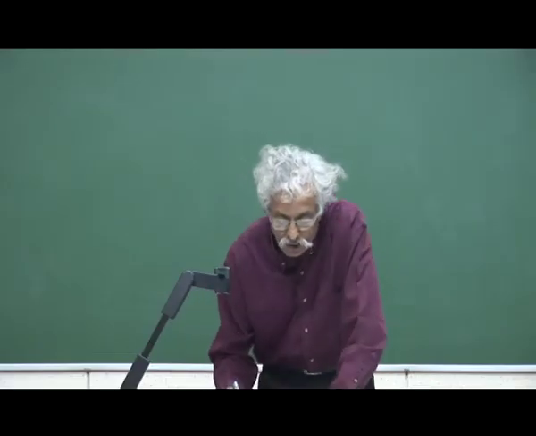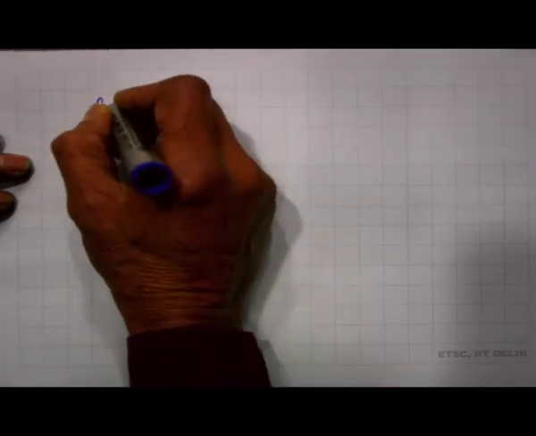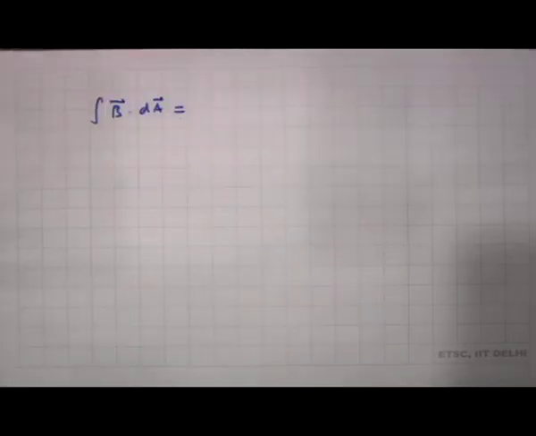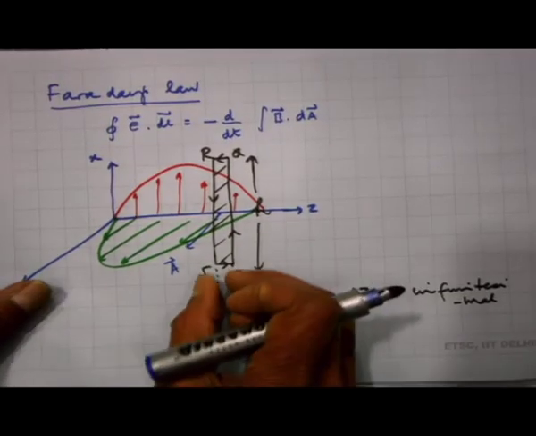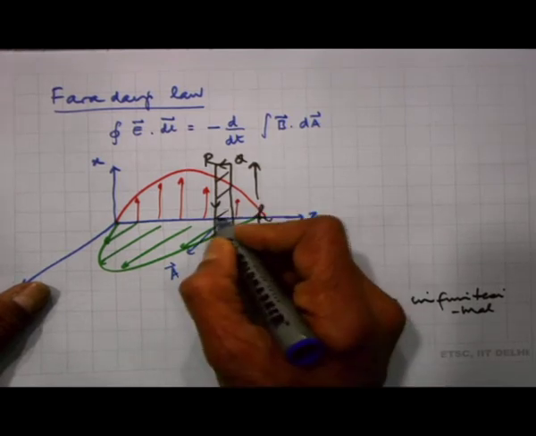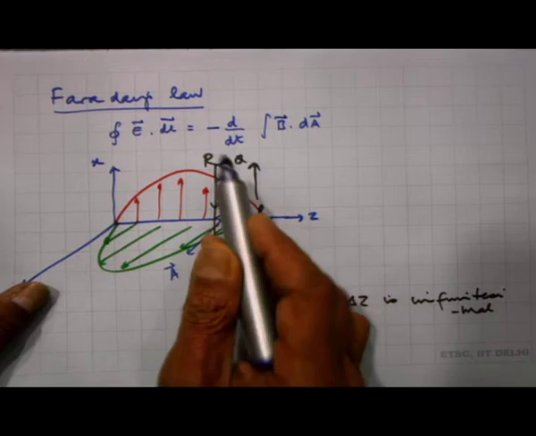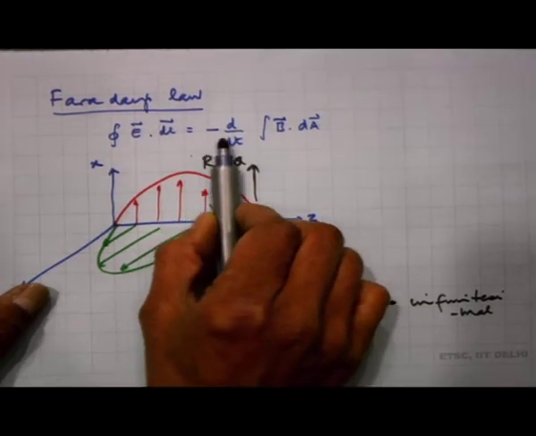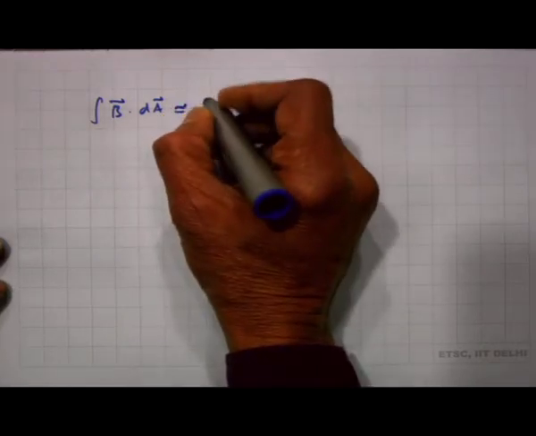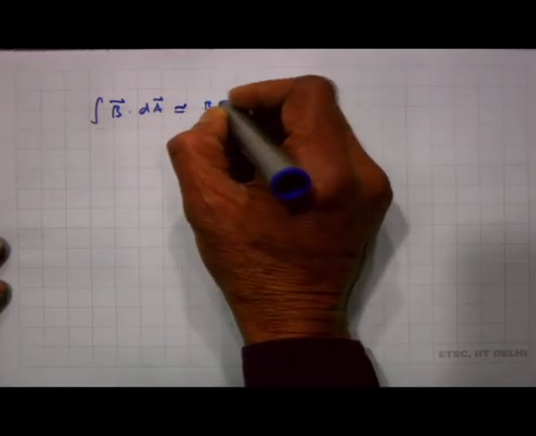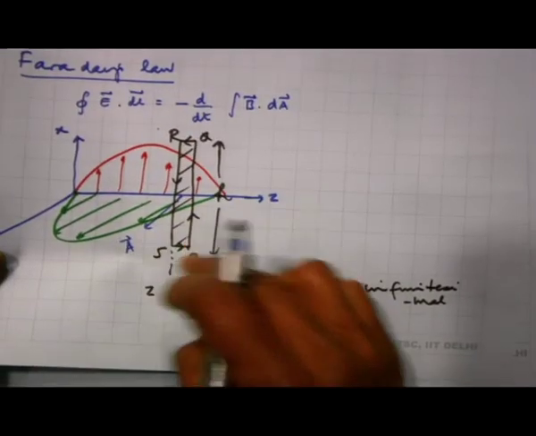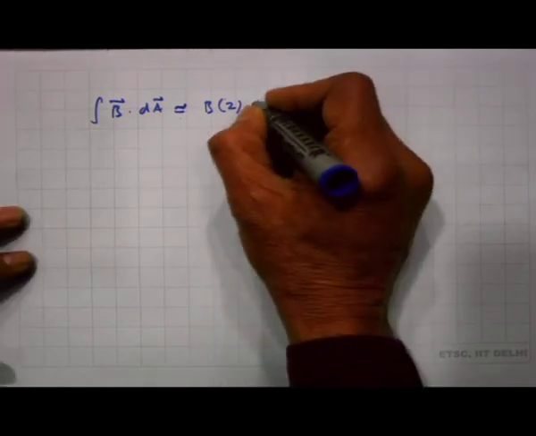So, I can immediately calculate integral B dot dA. Now remember delta z is a very small quantity, and so I can assume that the magnetic field is almost constant between z and z plus delta z. In this area, the magnetic field is almost constant. So, this is approximately equal to the magnetic field at z into the area of this entire loop, which is h times delta z, into h delta z.